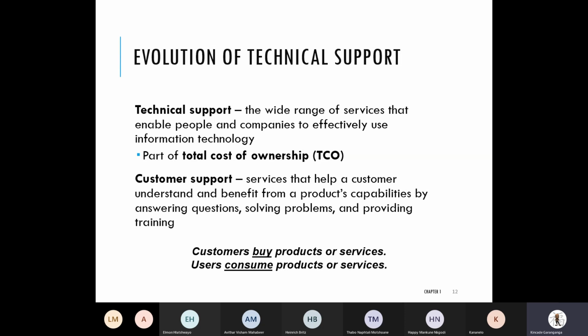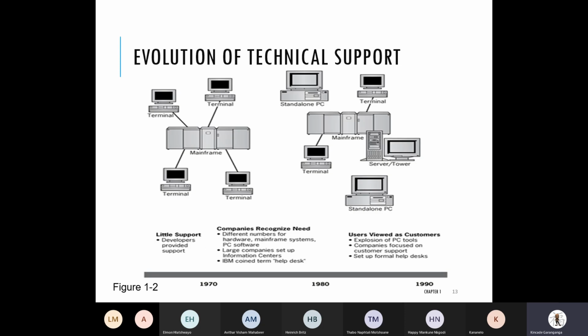So you'll find that your customers would obviously buy products and services. Users consume these particular products and services as far as your service desk environment is concerned. So like I was mentioning earlier on, with the evolution of this particular technical support, from a diagrammatic representation there, back in the 70s, as a typical example, there was little support provided in that regard, because it wasn't literally an industry or a career point at that particular point in time. That's the reason why you'd find that the developers of the actual software or systems at large would also be the ones responsible for providing a distinctive service.